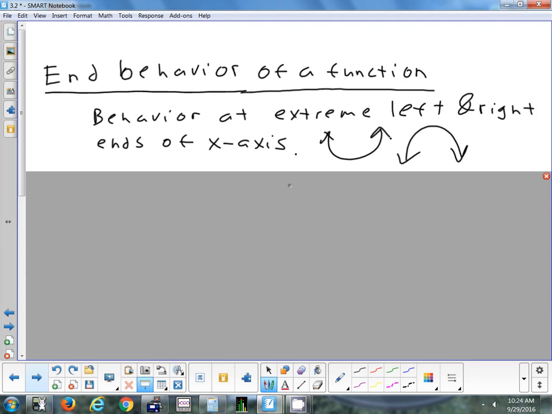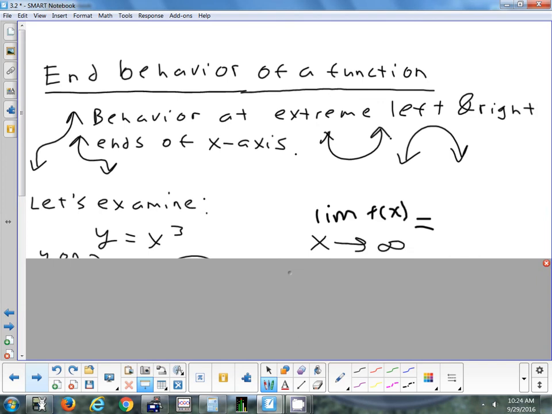Anyone else tell me what's another case that could happen besides those two? Yeah, one end up, one end down. And the other way as well. One side, the left end is going down and the right is up, or the right side heads down and the left side heads up.